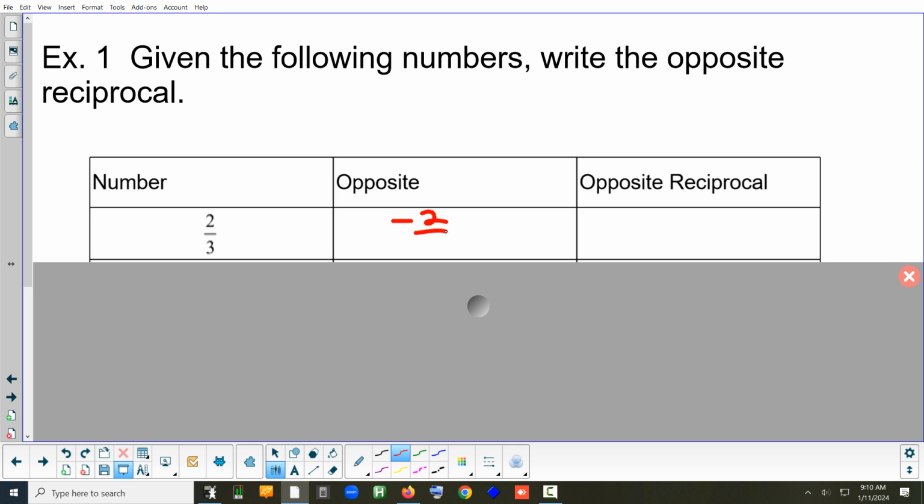Negative 2/3. And now take that one more step and tell me the opposite reciprocal. What's the opposite reciprocal of 2/3? Yep, -3/2. Perfect. So that's the opposite of the number, and that's the opposite flipped.